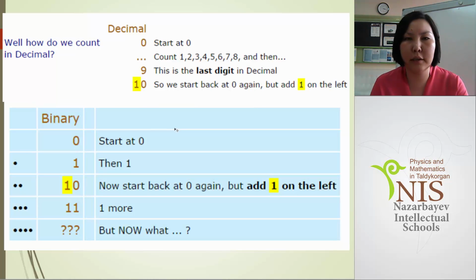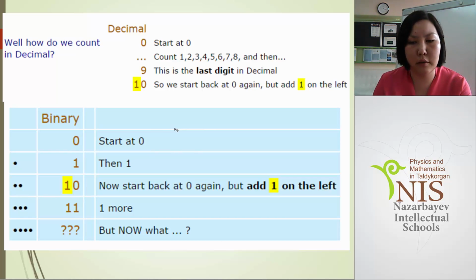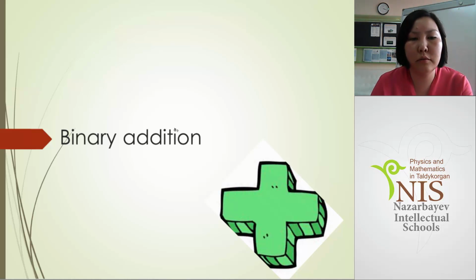So in binary the counting system is quite simple and like in decimal. Let's start at the beginning. Start at 0, then it goes 1. Now start back at 0 again, but add 1 on the left. And one more. But now what? What will go after 2 ones? It will go the same, and instead of 2 ones there will be 2 zeros and another 1 on the left.